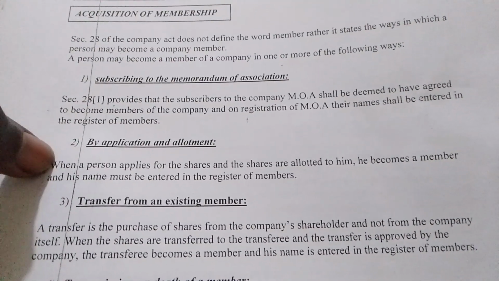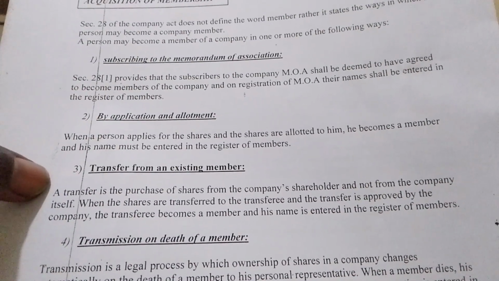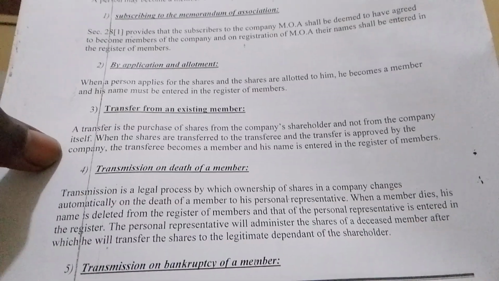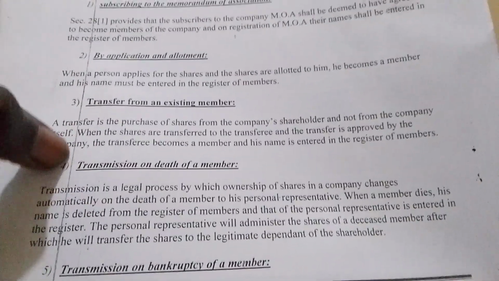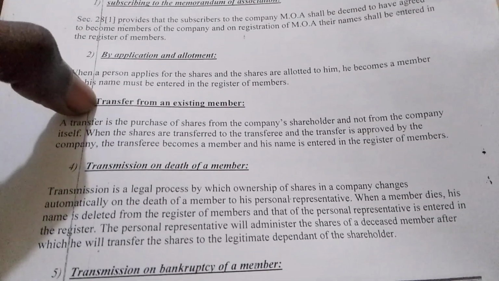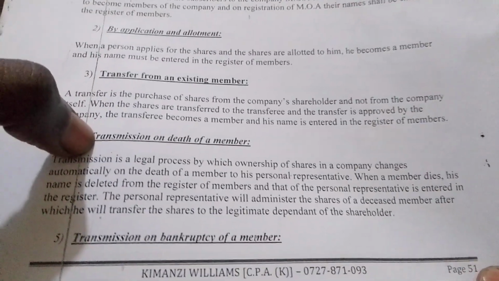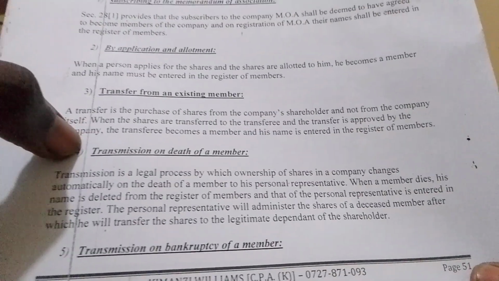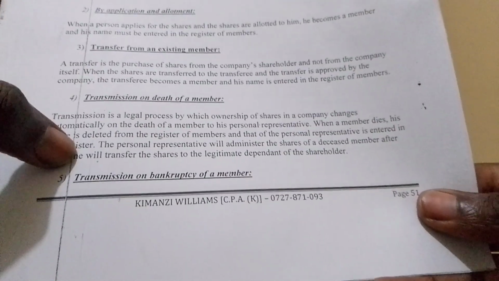Number two, by application and allotment. Number three, transfer from an existing member. Number four, transmission on death of a member. Note the difference between transfer and transmission. Transfer is voluntary, whereas transmission is not voluntary. Transmission may occur in case of death or bankruptcy. So transmission on death, transmission on bankruptcy of a member.